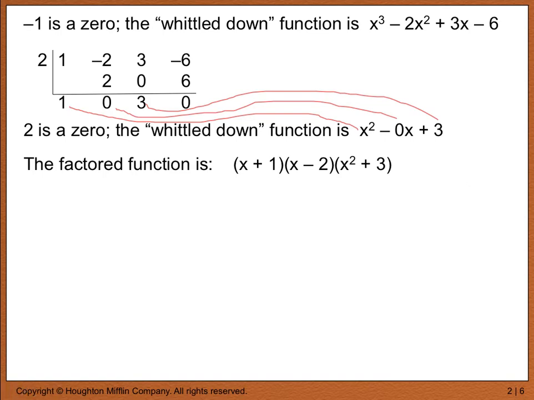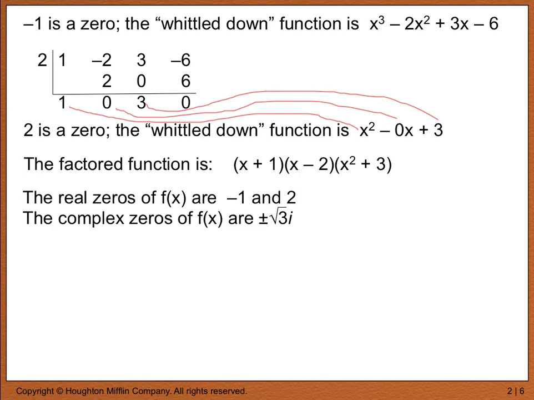So see what we did here. We used synthetic division to factor something that was otherwise not factorable. We know that x plus 1 is a factor because we already found that -1 is a 0. Since if you plug -1 in for x, you get 0, then x plus 1 must be a factor. We know that x minus 2 is a factor because we found that 2 is a 0 of this polynomial. Plugging 2 in for x, you get 0. And then we end up with x squared plus 3 because that's our final whittled down function. At this point, we don't need to proceed further because this is a fully factored function.